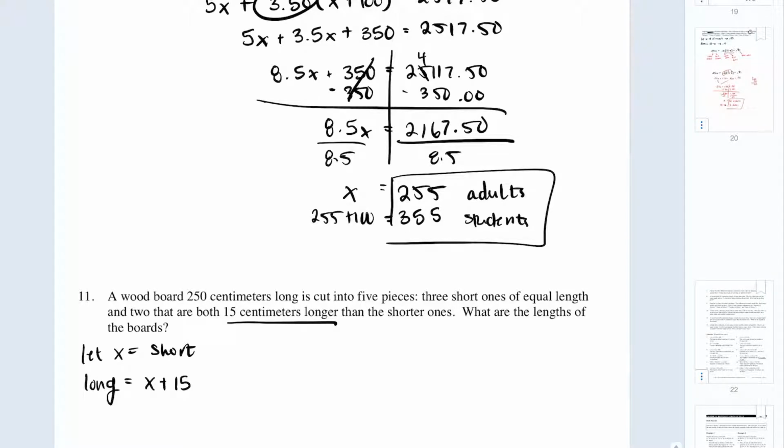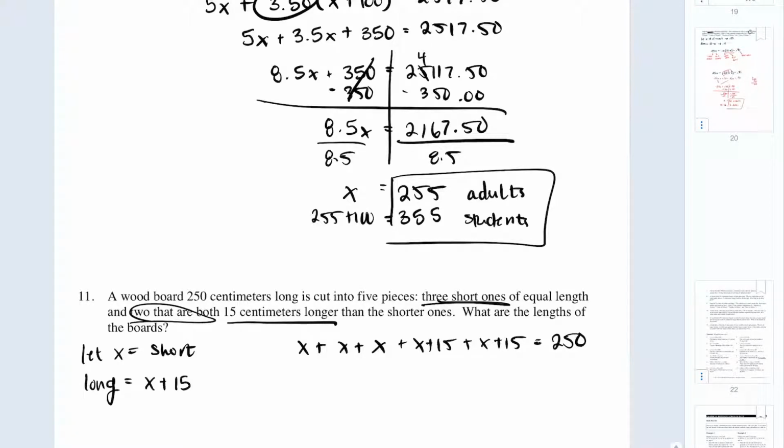What am I doing to these expressions here? Well, I'm adding them all together. So remember, there are 5 pieces total. We have 3 short pieces, so I should have 1, 2, 3. Then I have 2 long pieces, so I should have 2 of the x plus 15s. Please get my order correct, please. And we know that the entire length is 250 centimeters. So now we have a crazy long equation.